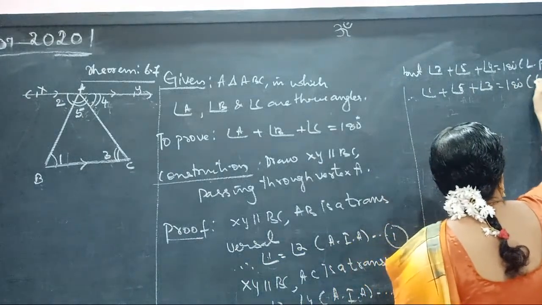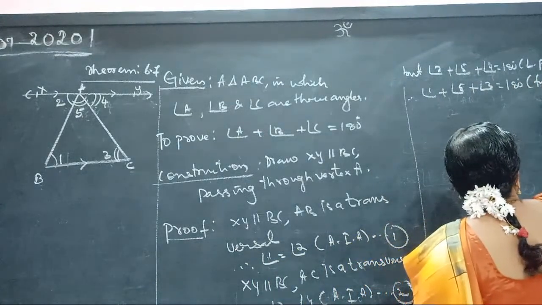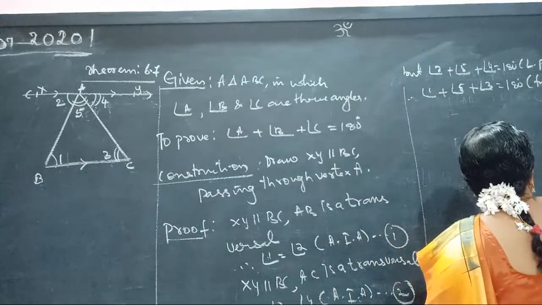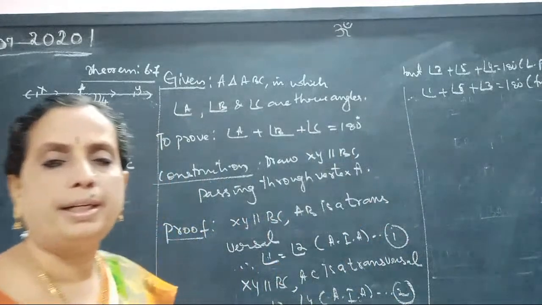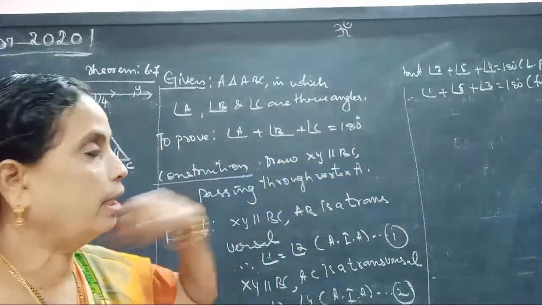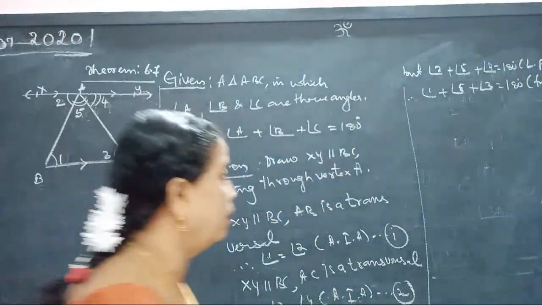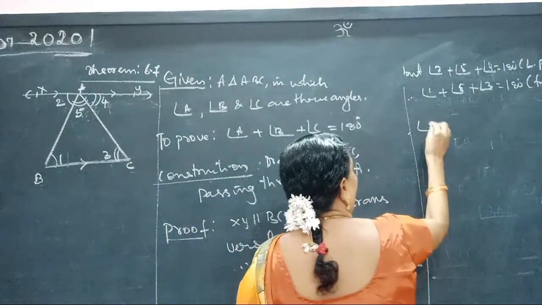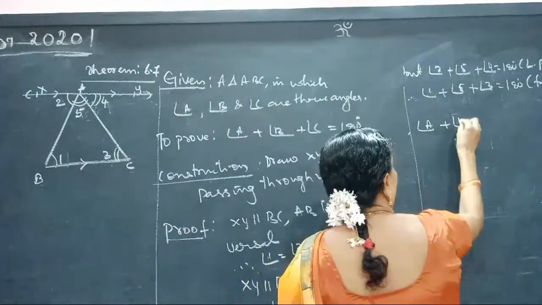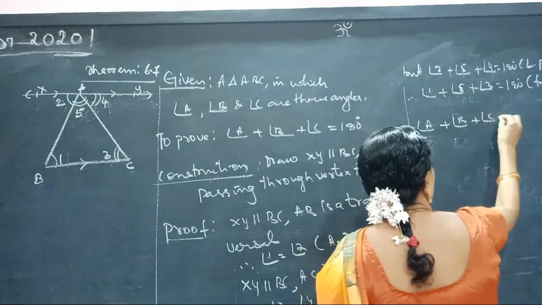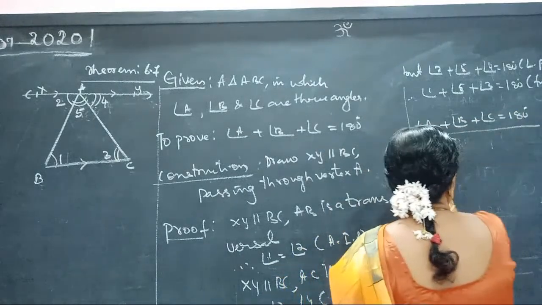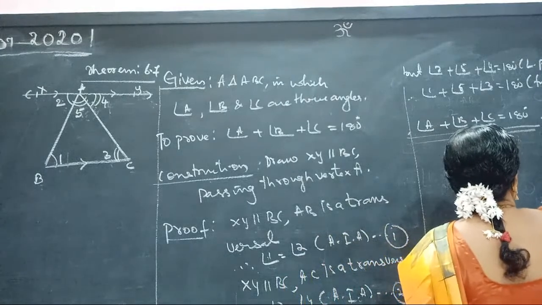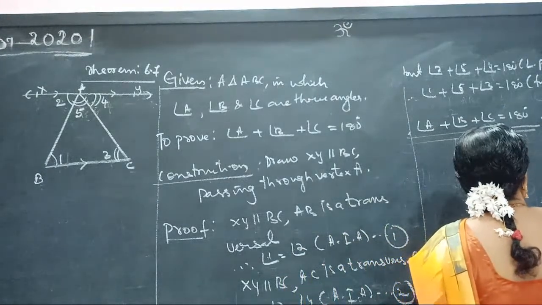In brackets, you write the reason from points 1 and 2. From the result, what we have taken as alternate interior angles we have done. So now name the angles. Therefore, angle A plus angle B plus angle C equals 180 degrees. Hence proved. This is the angle sum property.